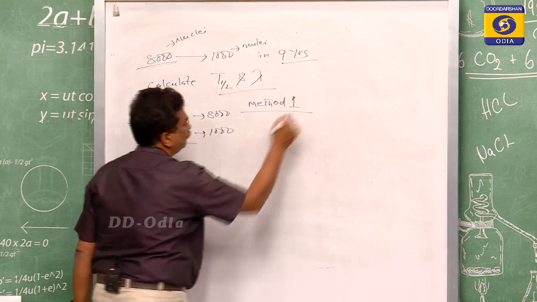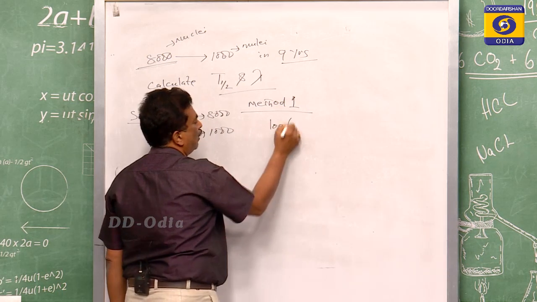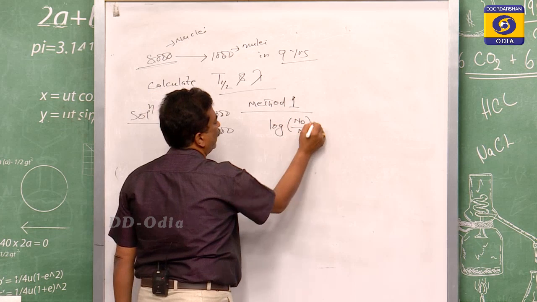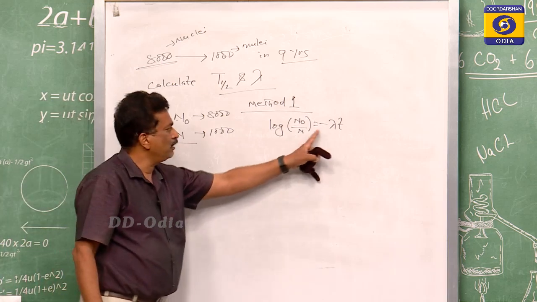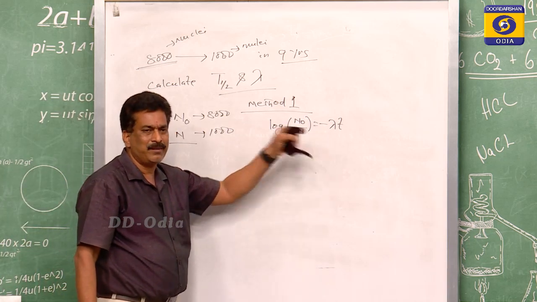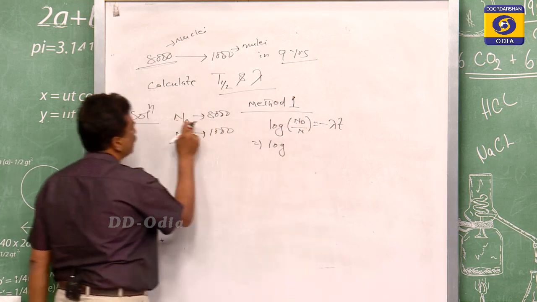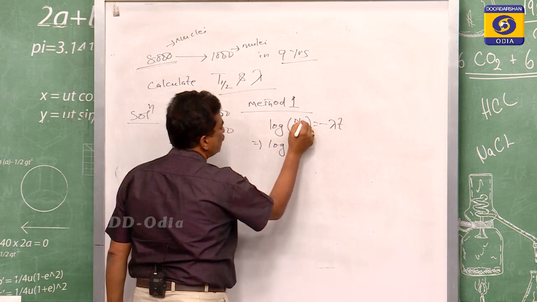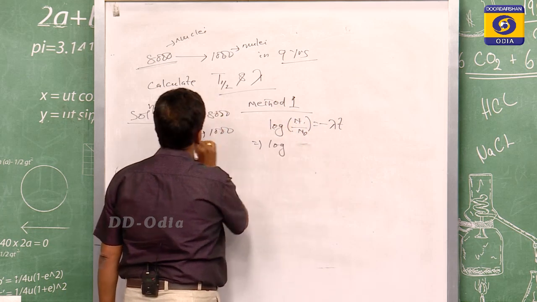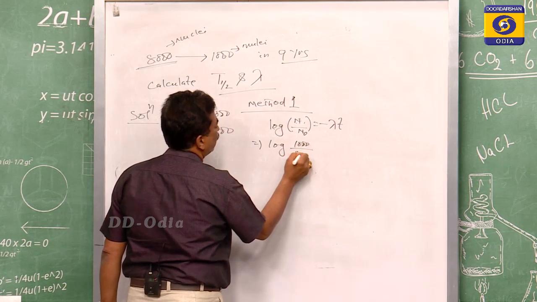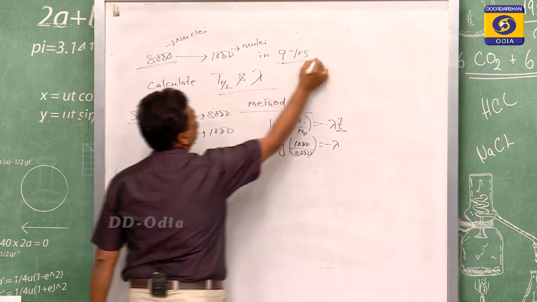Method 1. As I gave in the instruction, log of N0 by N is equal to minus lambda T. That is the formula I have written. According to this formula, just as I gave you the hints, N0 means the number of nuclei originally present, so log of N by N0, where N is 1000 and N0 is 8000, is equal to minus lambda t, where t is the time, given here as 9 years.